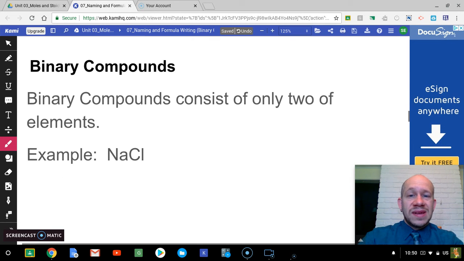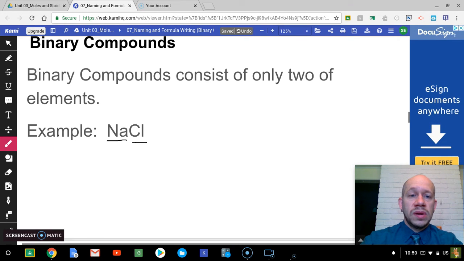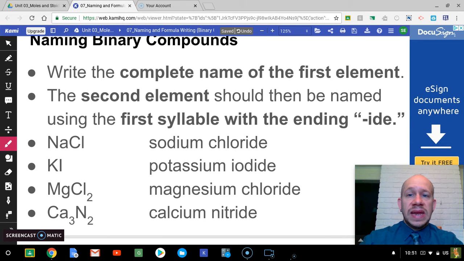Binary compounds consist of only two elements. For example, sodium and chloride. Sodium chloride. To name binary compounds, we're going to write the complete name of the first element. The second element should then be named using the first syllable with the ending "ide." So sodium is our first element. Chlorine is our second element, so we're going to change the ending to "ide." Sodium chloride. Potassium is our first element. Iodine is our second element, so we'll change the ending, so it will be iodide.